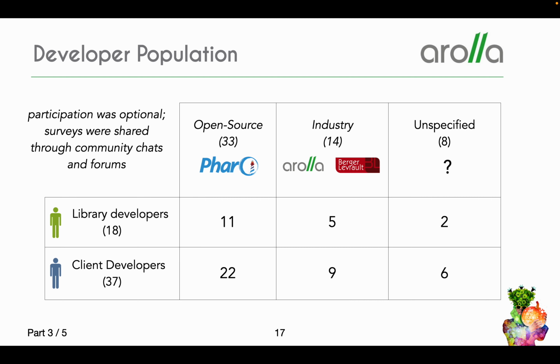Here in this table, you can see the number of developers that agreed to take part in our study. Participation was optional, and we shared the survey through the communication channels of the respective communities. As you can see, from open source we got 33 developers, and from industry we got 14 developers. Also, 8 developers decided not to specify which company they are affiliated with. In our study, we also got 18 library developers and 37 client developers.